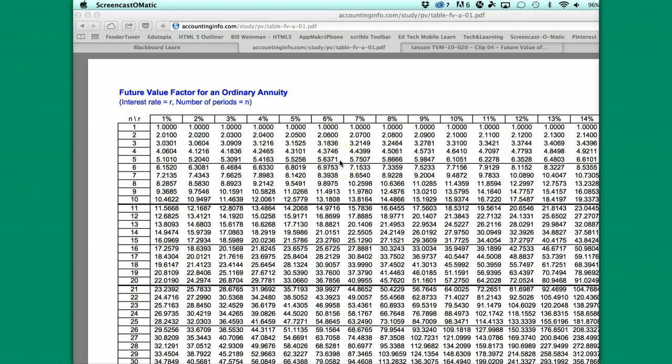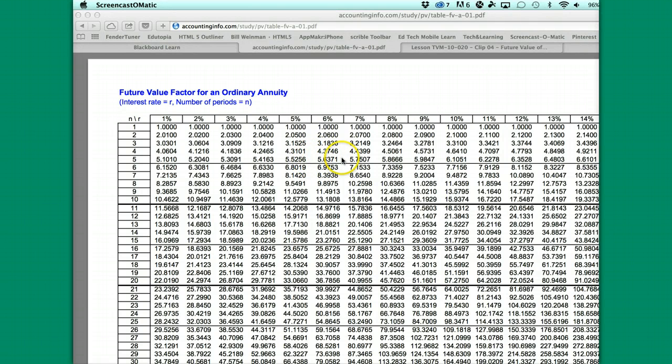5.6371. So if we take that factor, 5.6371, and multiply it by our $10,000 annual payment, we'd get $56,371. So that's the answer to the question. If I put away $10,000 at the end of each year for 5 years and I can earn 6% annual compounding, how much will it be? It will be $56,371.